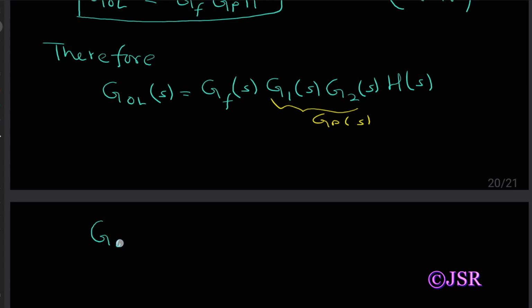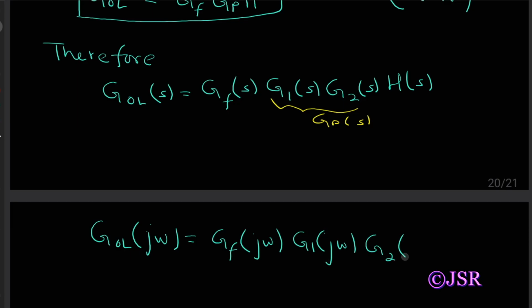So GOL of j omega will be equal to GF of j omega, G1 of j omega, G2 of j omega and H of j omega.